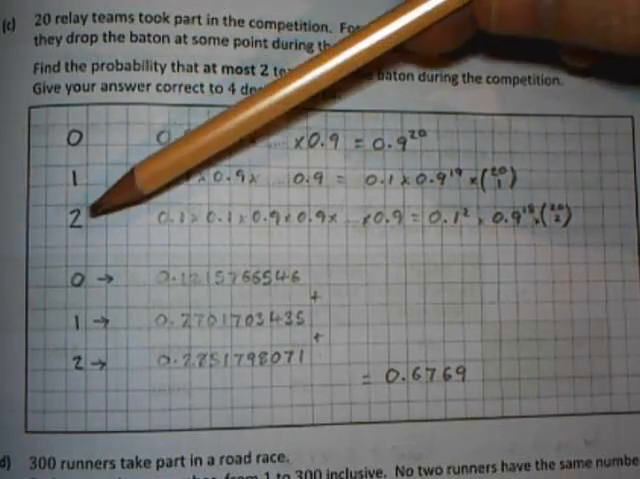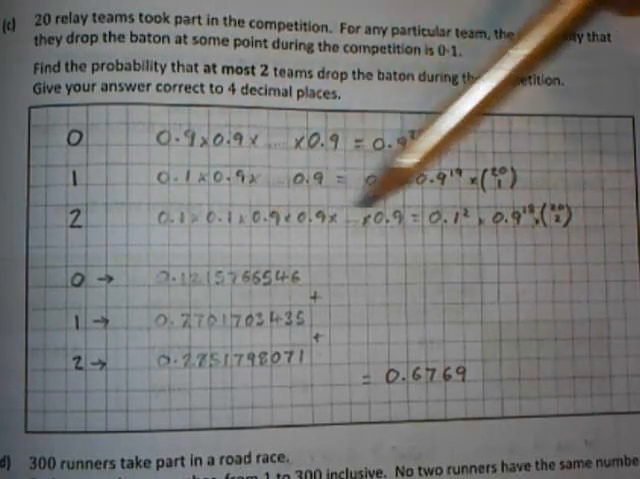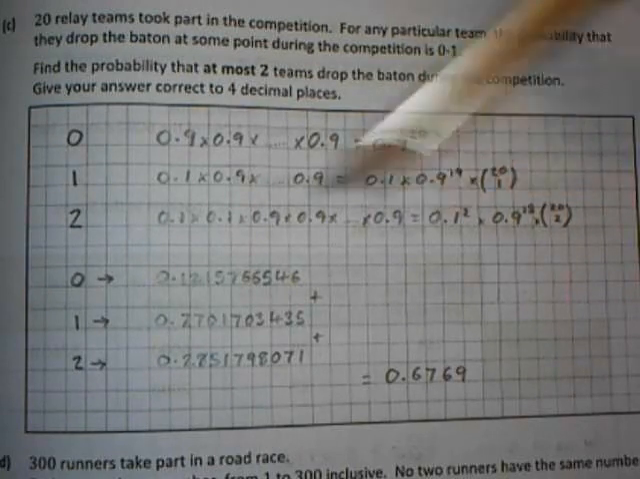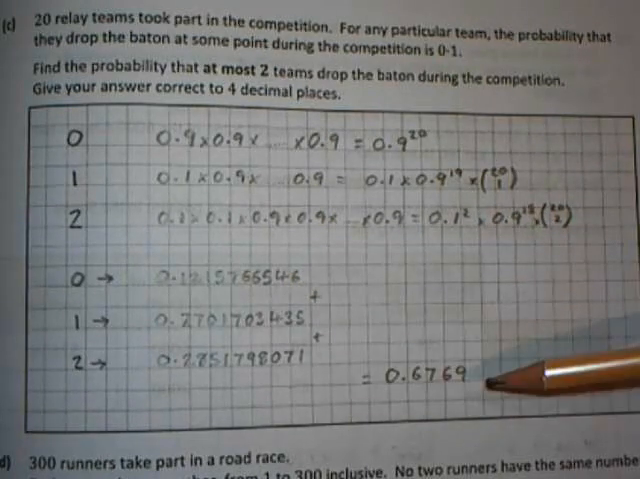Fine. 2 teams dropping, so 0.1, 0.1, 2 of those, and then 18 0.9s. And again, you need 20 choose 2, because these 0.1s can move around. You get your 3 answers, you add them up, and you're done.